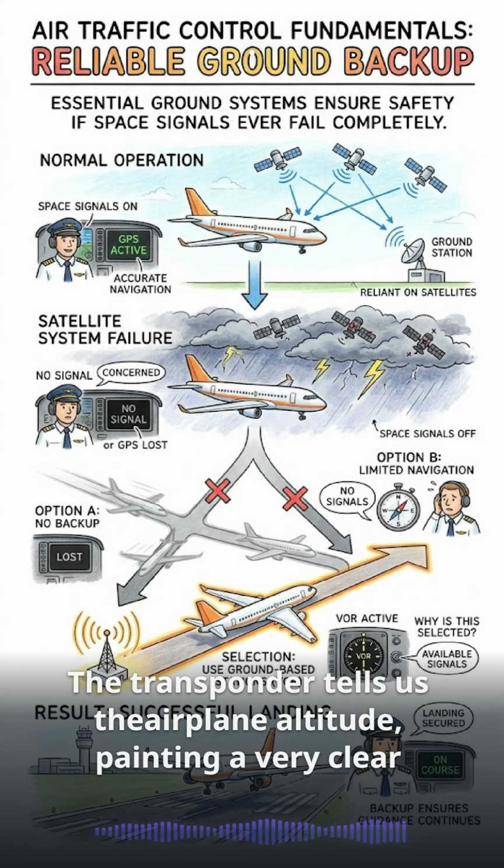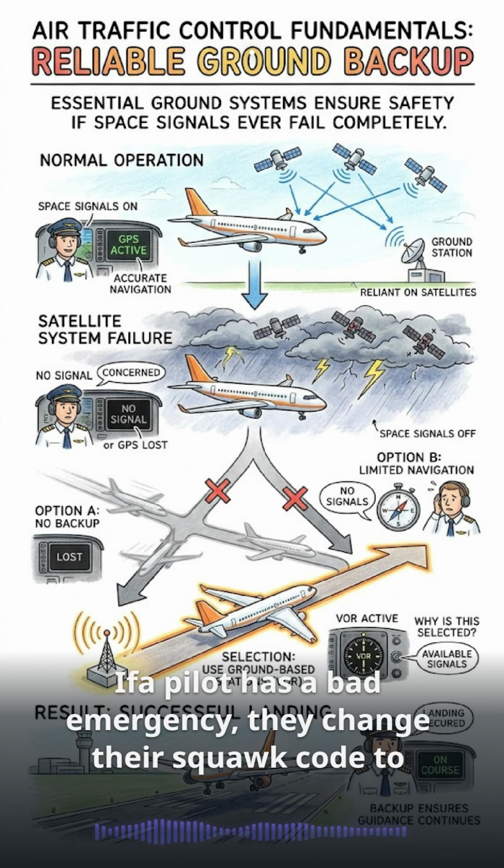We assign a unique 4-digit squawk code, giving every single flight its own special tracking identity. If a pilot has a bad emergency, they change their squawk code to alert us very quickly.